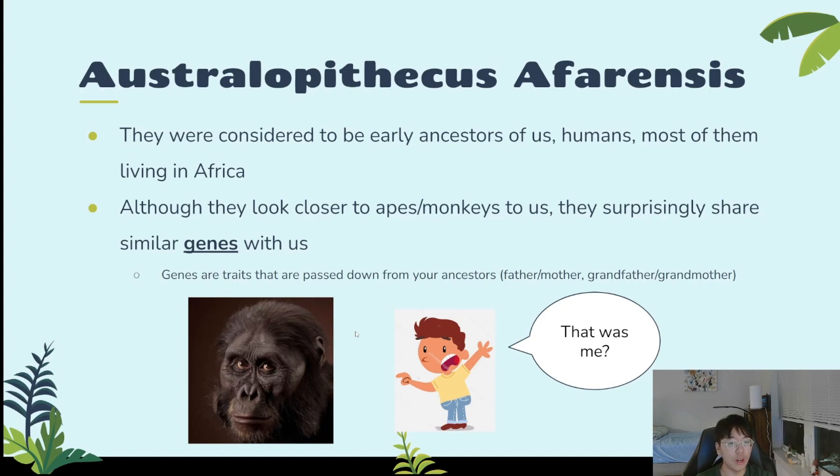I mentioned genes before, but you might be asking, what even is a gene? Genes are traits that are passed down from your ancestors, like your father, mother, grandfather, or grandmother. Those are traits like our facial structures, the color of our eyes, our hair, how tall we are, and how we look. It's all related to genes, which are just traits. So again, our early genes were from Australopithecus, which looks closer to monkeys, but we have a relation with them.